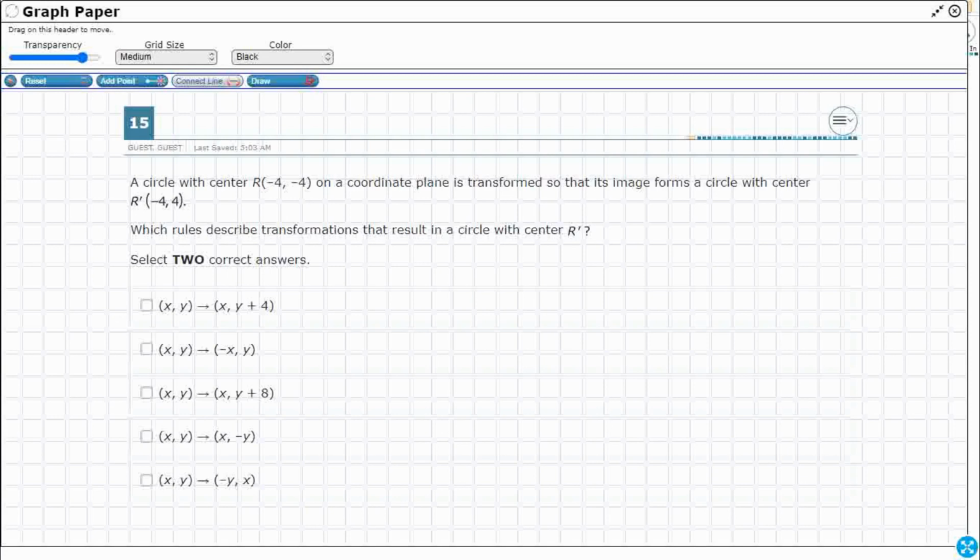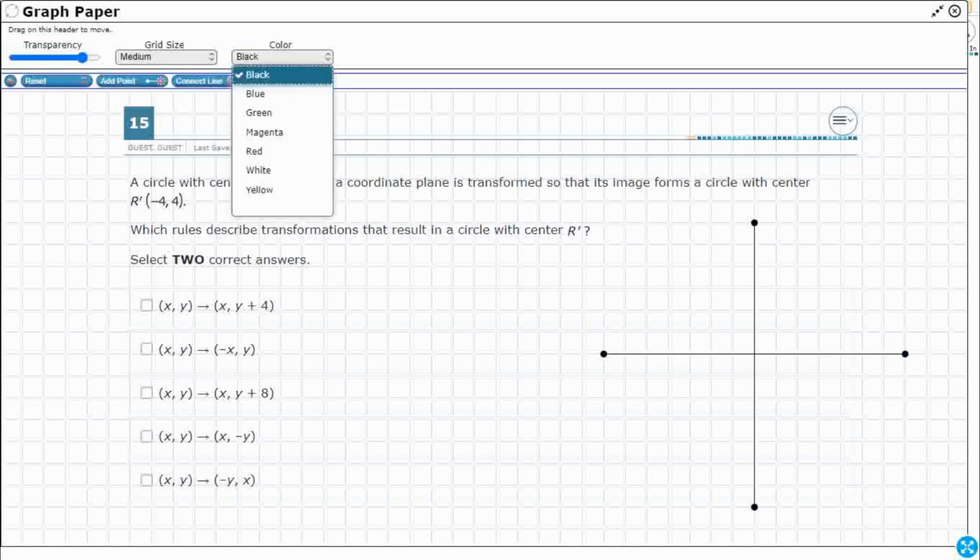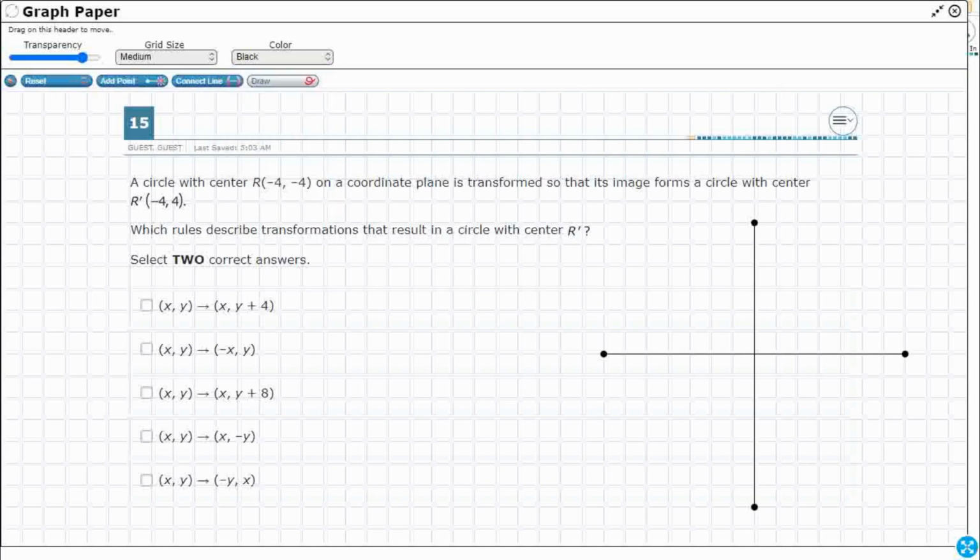So we have a coordinate grid we can draw here to represent these two circles. We're transforming a circle, r to r prime. We need to know how to represent that with a rule. This first r is going to be -4, -4. So there's your -4, and there's your other -4. We'll put the center right there. They don't tell us how big the circle is, so we'll just make it circle-y.